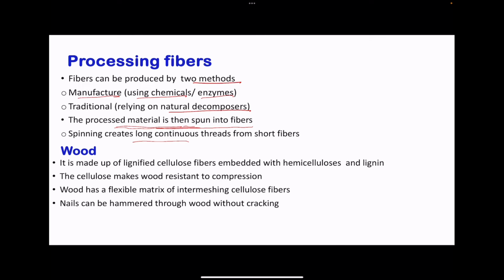Still looking at plants, we can look at wood. Wood contains lignified cellulose fibers, which are embedded with hemicelluloses as well as lignin. Cellulose makes the wood resistant to compression. Also, wood contains a flexible matrix with intermeshing cellulose fibers, so nails can be hammered through without cracking.